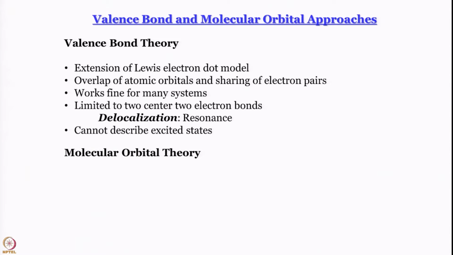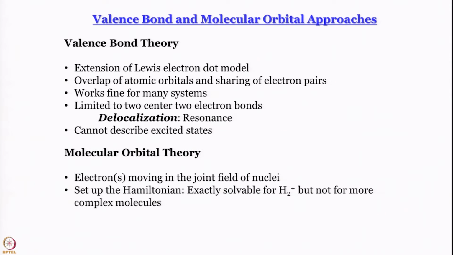So, the way out is to use molecular orbital theory, in which you consider the electrons to move in the joint field of nuclei, and you set up the Hamiltonian. Well, we will set up the Hamiltonian for valence bond theory as well today. But in molecular orbital theory, you set up the Hamiltonian, and you can solve the Schrodinger equation with this Hamiltonian exactly for H2 plus, and we will not even do it. But the moment you add one more electron, you encounter the usual complications that we got with many electron atoms, and we get more, because now you not only have more than one electron, but you have more than one nuclei as well.